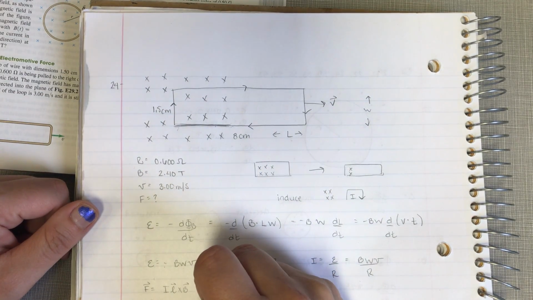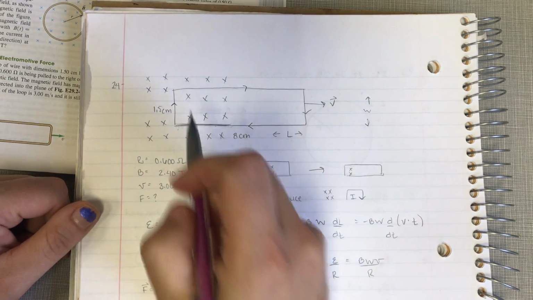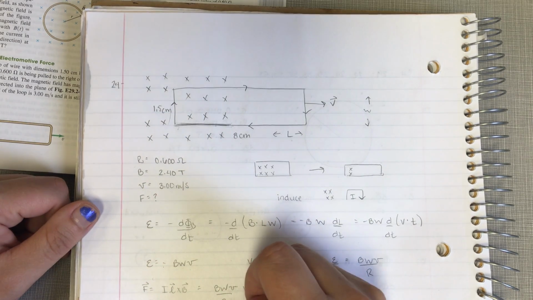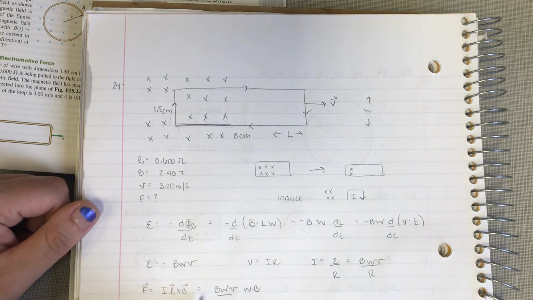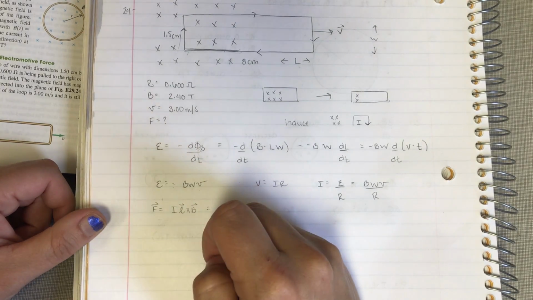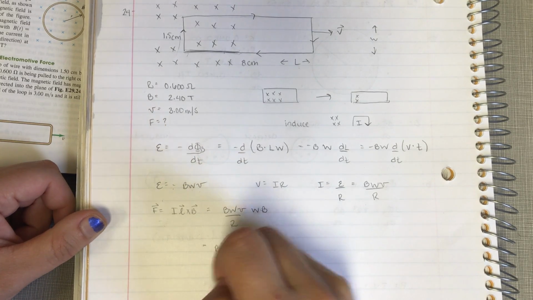So our I is B W V over R. Our L here is W, and then times B. If we simplify that together, we have B squared W squared V over R.